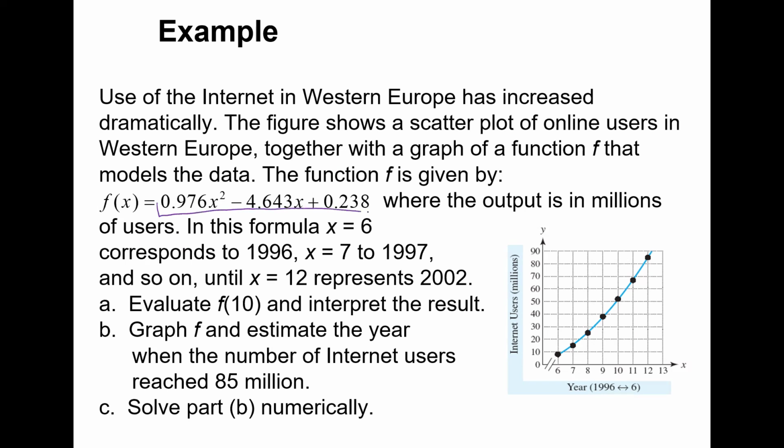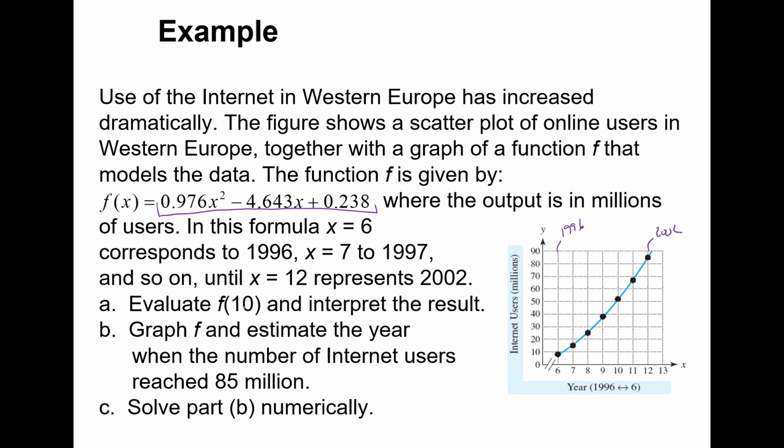Now they show it out to the thousands, where the output is in millions of users. In this formula, x equals 6 corresponds to 1996, x equals 7 is 1997, and so on until x equals 12 is 2002. Okay, so that's 2002, and this is 1996, and everything between.